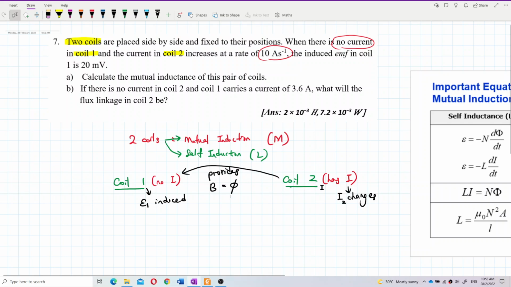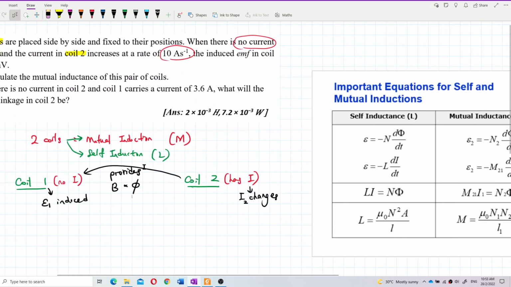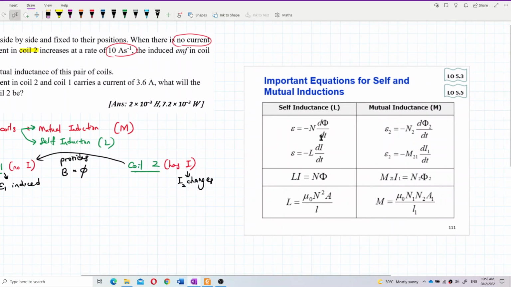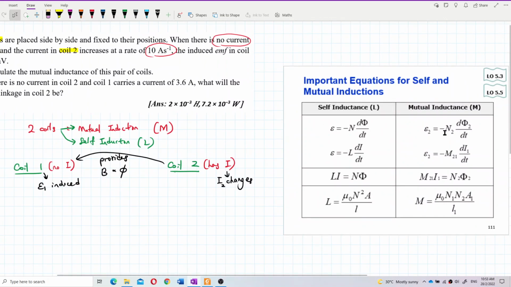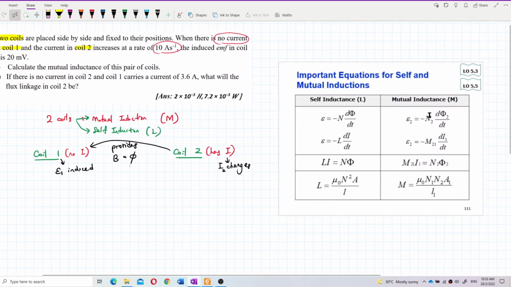So when the current in coil 2 changes, there will be changes of magnetic flux in coil 1. This causes the induced EMF in coil 1. Understand? If you look at the formula, it is a little bit different.